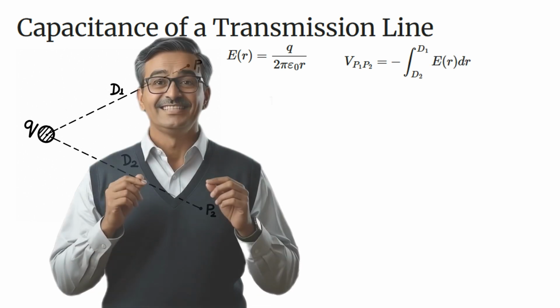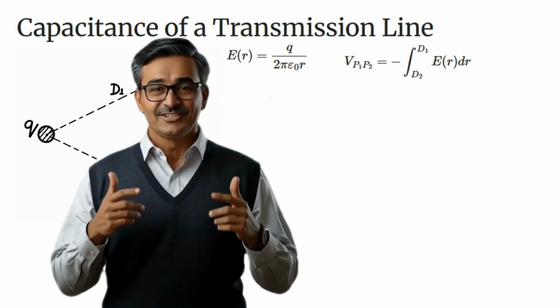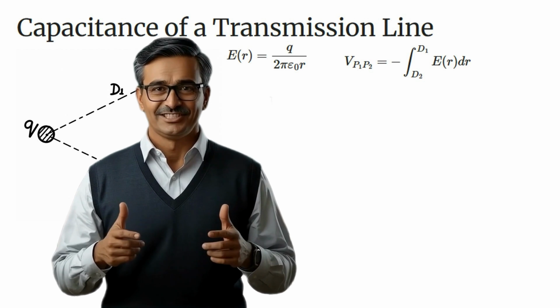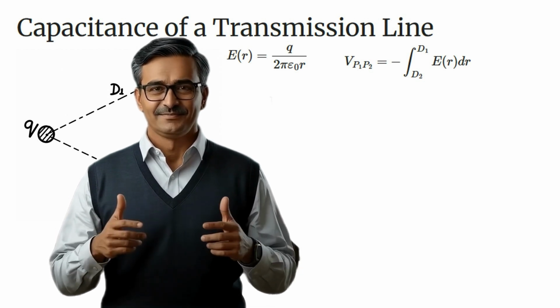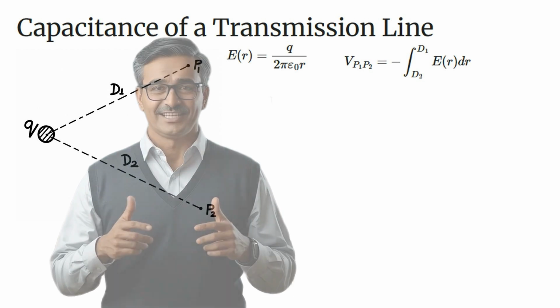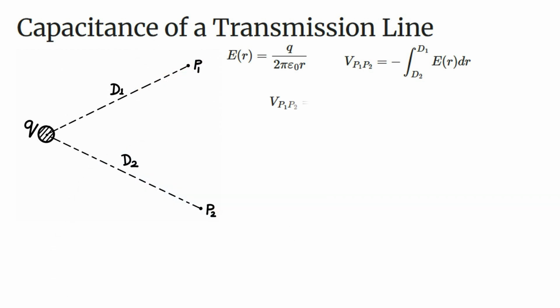The negative sign indicates that the potential decreases in the direction of the electric field, or in other words, the potential difference is measured against the electric field. Now, substituting the expression of the electric field, we get V P1 P2 equals minus integration from D2 to D1 of Q divided by 2 pi epsilon naught r dr. Since Q, 2 pi and epsilon naught are constants, we can take them outside the integral. Therefore, we can write V P1 P2 equals minus Q divided by 2 pi epsilon naught multiplied by integration from D2 to D1 of dr by r.